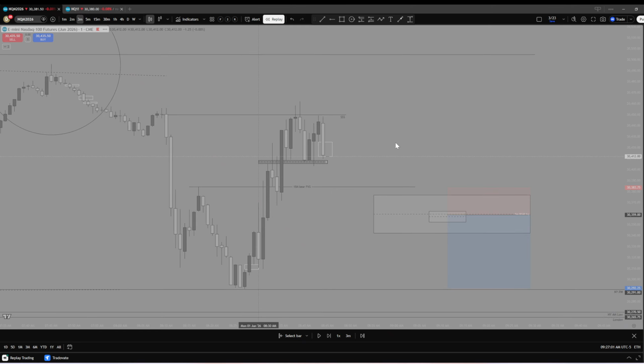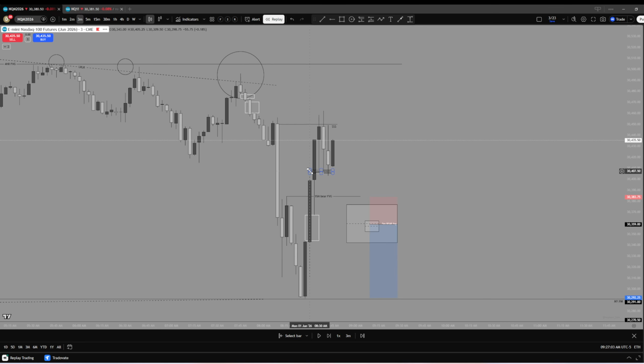Now we come to the 3-minute, and we see that we put in this 3-minute bearish gap right here, and I really want to see displacement through it and potentially get an entry.